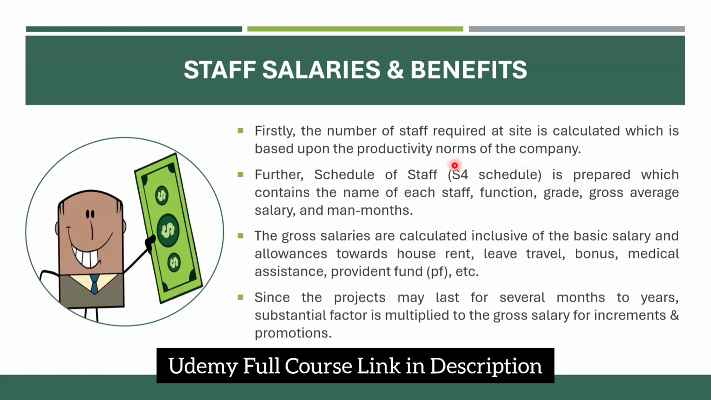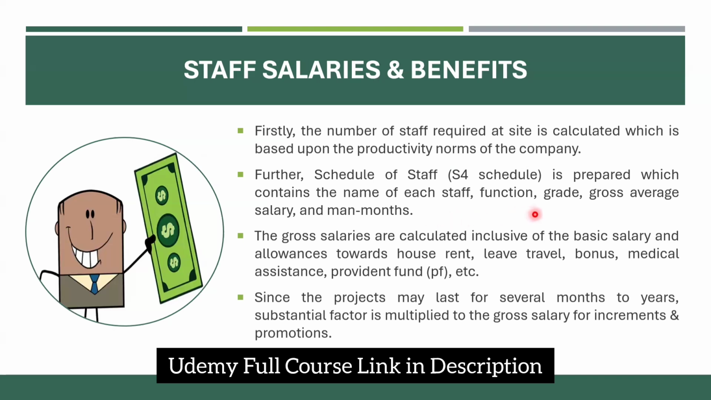After you calculate the total number of staff, now what you need to do is prepare the schedule of staff, which is also called the S4 schedule, which contains the name of each staff, their function, their grade, their gross average salary, and man months. You simply have to list every staff serial-wise: serial number one, serial number two, serial number three, and so on. Their name has to be mentioned, and their function, whether he's a project manager, a construction manager, a safety in-charge, the quality in-charge, or in execution.